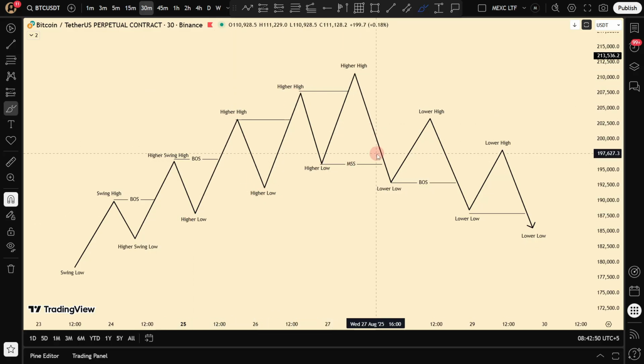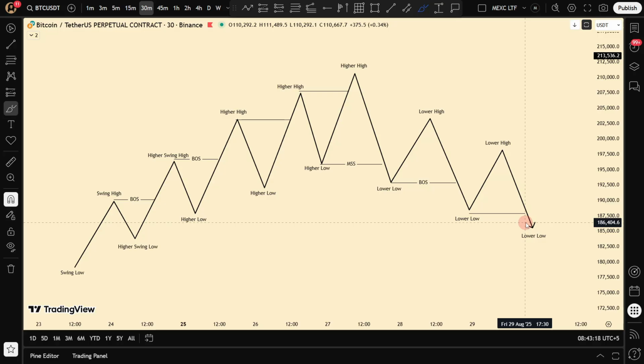Until what? Until we have a 4 hour market structure shift. And then what will happen? We go retrace, and then this will be our lower high, 4 hour lower high, 4 hour swing low, 4 hour swing high, 4 hour swing low. So this is how you actually annotate your highs and lows. These are very, very important because you need to know this.